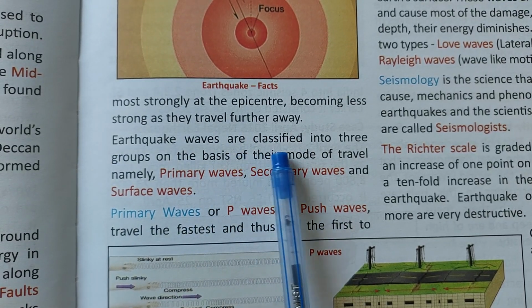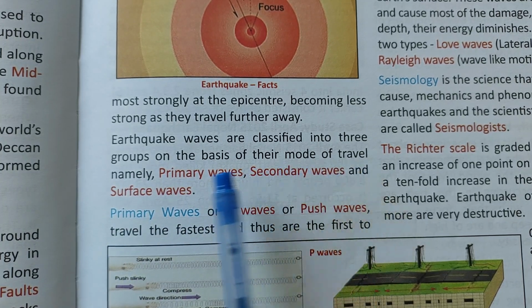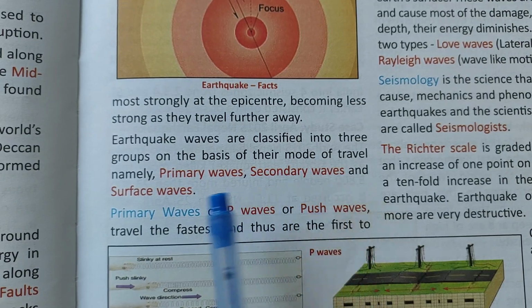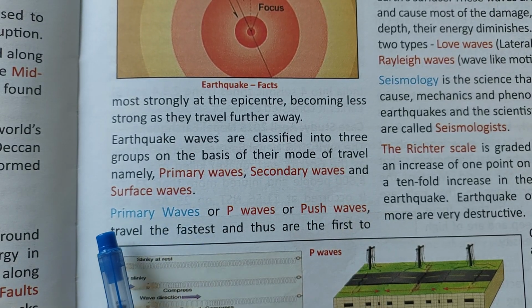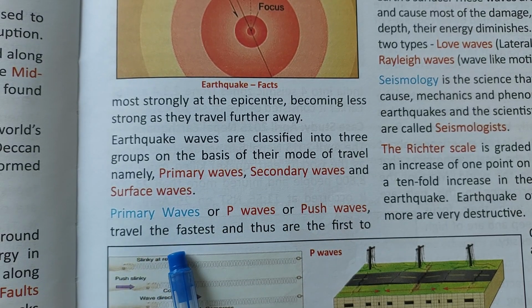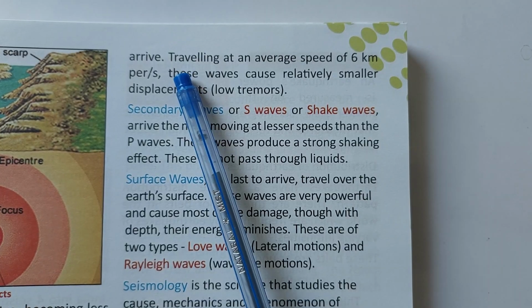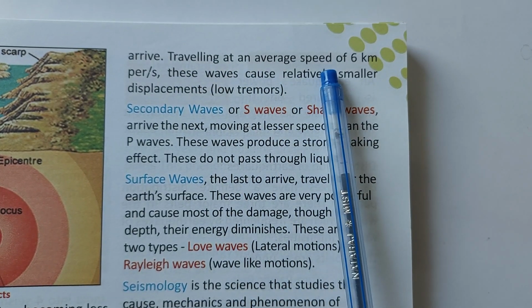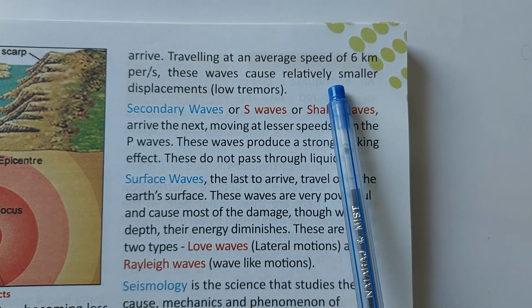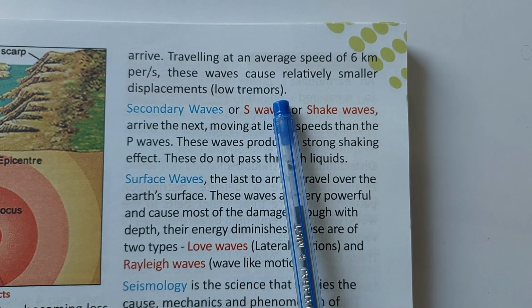Earthquake waves are classified into three groups on the basis of their mode of travel, namely primary waves, secondary waves, and surface waves. Primary waves, or P waves, or push waves, travel the fastest and thus are the first to arrive. Traveling at an average speed of 6 km per second, these waves cause relatively smaller displacements, low tremors.